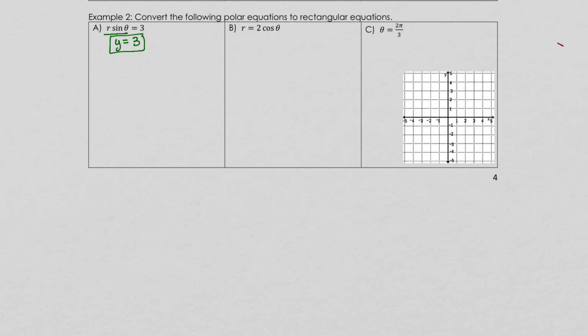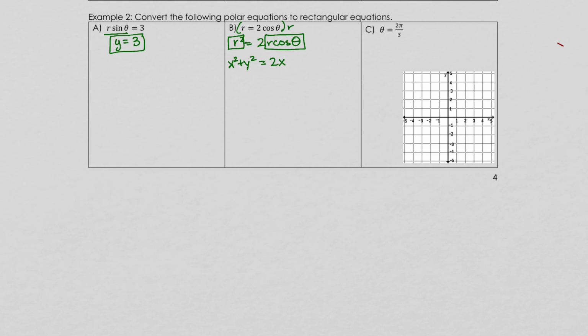Okay, now with B, I have r equals 2 cosine theta. Well, let's see. I have r, but I have an equation for r squared. So let's actually multiply everything by r. I get r squared equals 2r cosine theta. Okay, I know this part equals x. I know this part equals x squared plus y squared. So x squared plus y squared equals 2x.